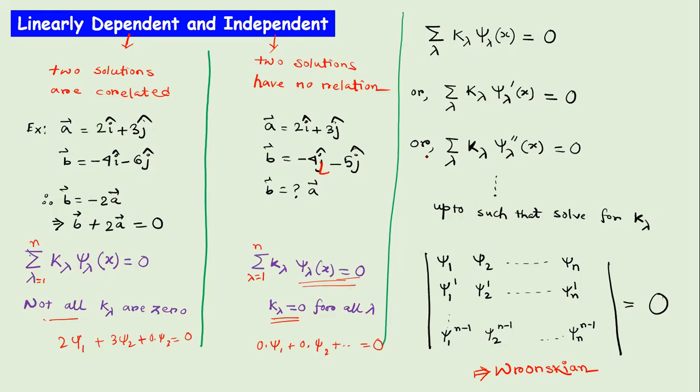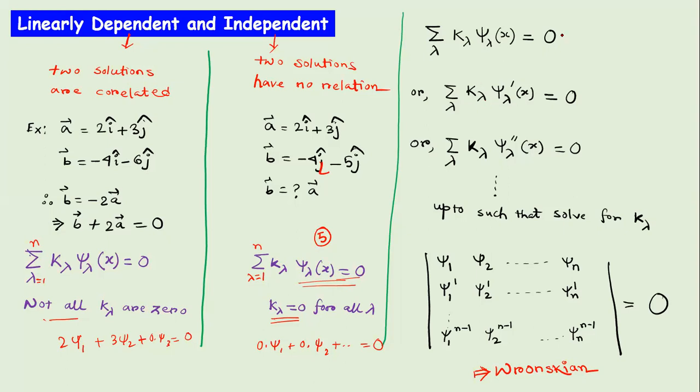Okay. So if we want to find the independent solutions, we need to find these coefficients. Suppose there are 5 solutions, so we need 5 coefficients. To find the solution for these 5 coefficients, we need 5 equations. So how can we find these 5 equations?